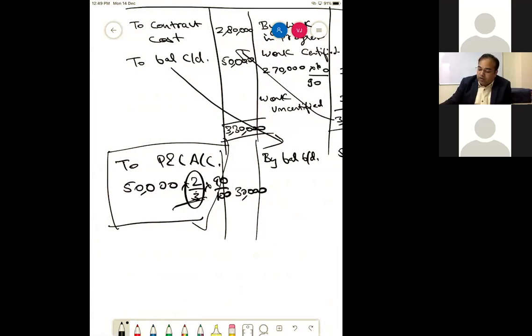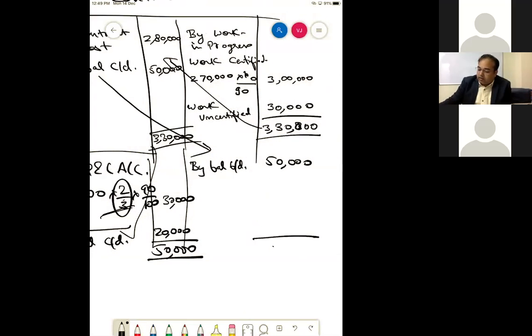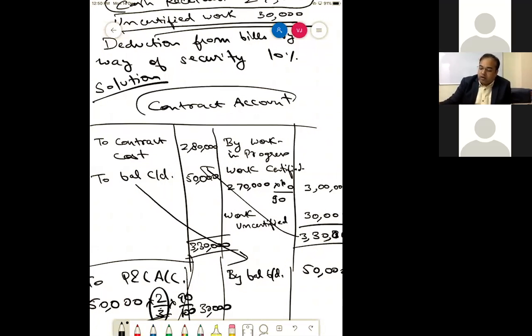So your 2/3 profit is being transferred to your PL account, and then whatever balance is there, you carry it down. So balance is over here 20,000. Now this is 1,000 and over here 50,000. So this is the format of your contract account.